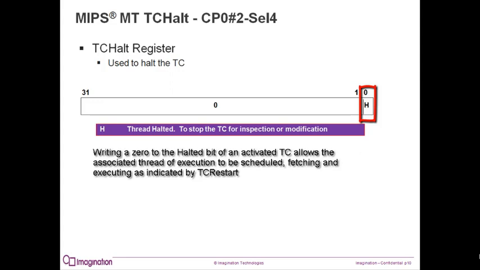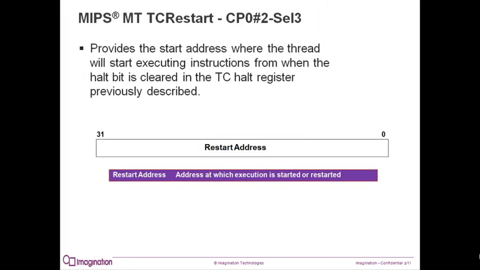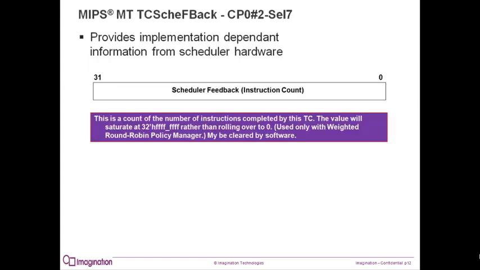Writing a 0 to the halted bit of an active TC allows the associated thread of execution to be scheduled and fetched and executed as indicated by the TC restart register. The TC restart register provides the start address where the thread will start executing instructions from when the halt bit is cleared in the TC halt register.